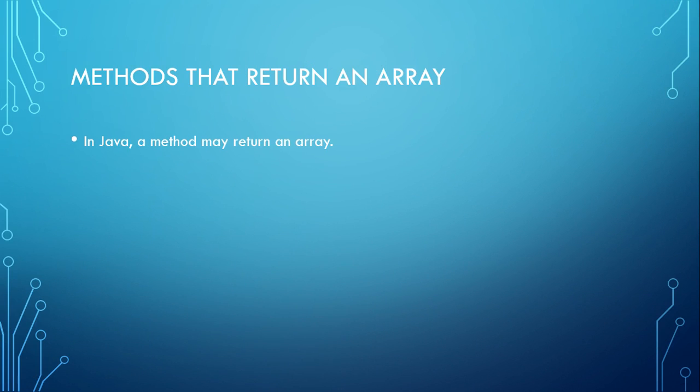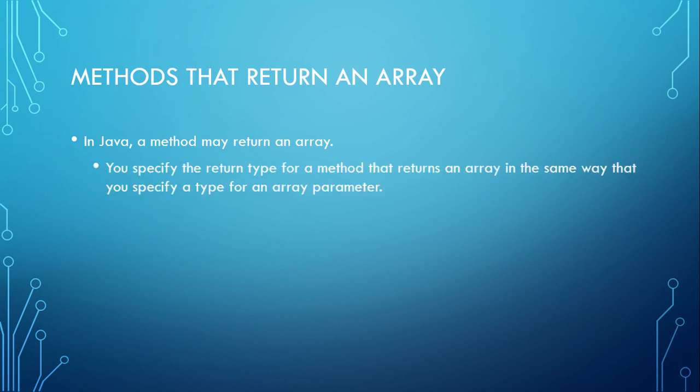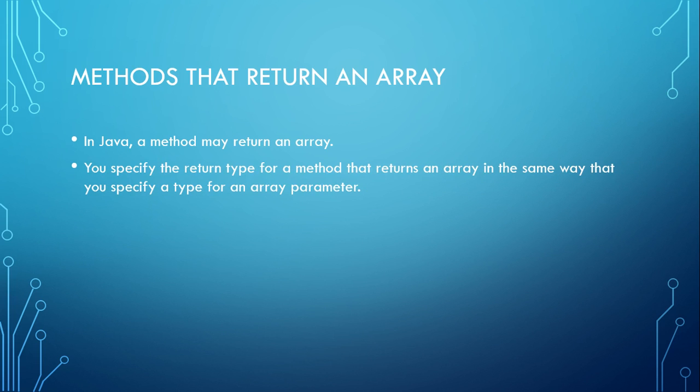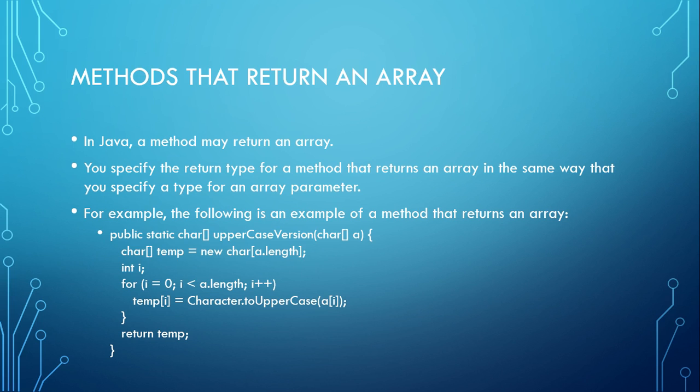So in Java, a method may return an array, rather than just a primitive type. You can specify the return type for a method that returns an array in the same way that you specify a type for an array parameter. So for example, the following is an example of a method that returns an array.